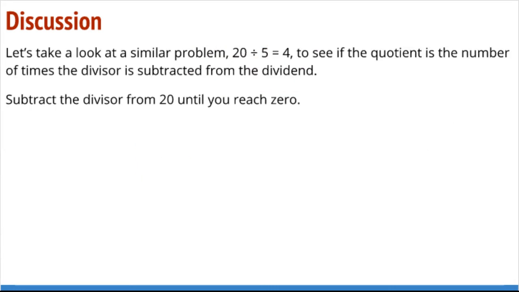So let's take a look at a similar problem. 20 divided by 5 equals 4. And let's see if the quotient is the number of times that the divisor is subtracted from the dividend. Remember, we said we've got this much, and we're going to subtract 5, and our prediction is we're going to have to do that 4 times. So we are going to subtract our divisor, 5, from 20 until we get to 0.